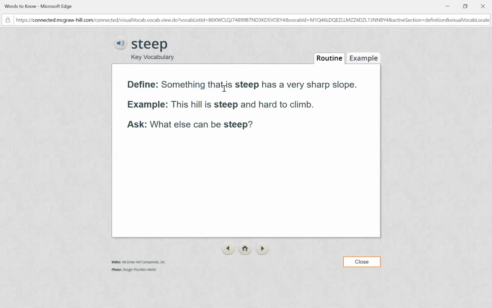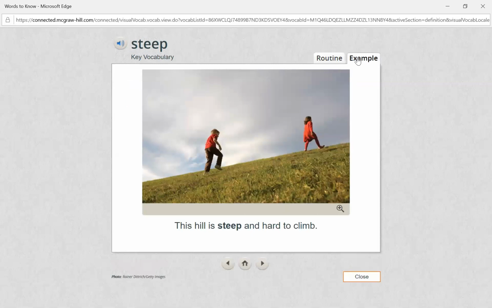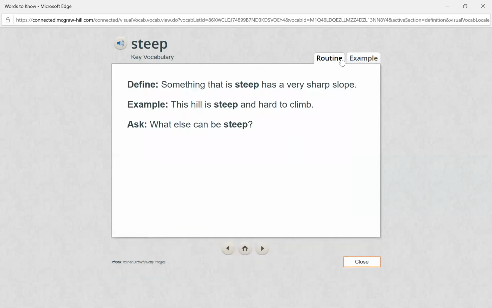So something that is steep has a very sharp slope. Let's look at the example to see what that would look like. Steep. This hill is steep and hard to climb. So if you look at the hill, see it's like on a slant. It's not going straight and flat. It's like a little tilted. So something that's steep can be tilted and have a very sharp slope.